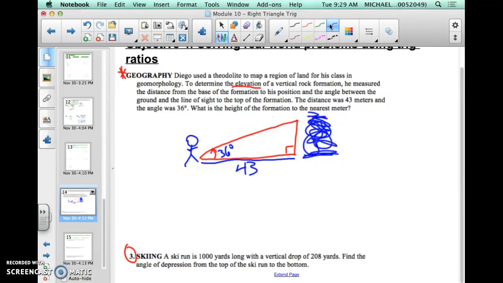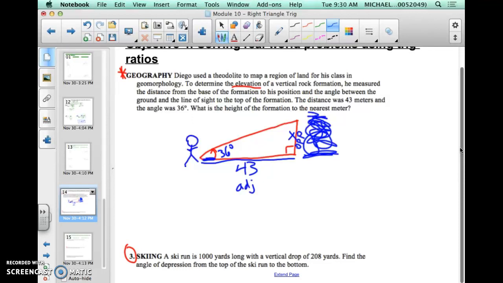So the question then becomes, what is the height of the formation to the nearest meter? Height is always a vertical piece, and so the height, the unknown, is this vertical side over here. Now, if you've noticed, we've set up a trig ratio that we can solve. In reference to the angle, and it will always be referenced to the angle we create based off the horizontal right here, sometimes it'll be given to you, sometimes it won't. But in reference to that angle, we have an opposite side, and we have an adjacent side in this case.